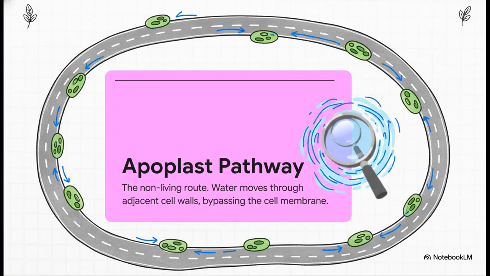First up, we've got the apoplast pathway. Now, the absolute key thing to remember here is that this is the non-living route. Just picture it. Water is flowing through the spaces between the cell walls. It's not going inside the cells at all. The analogy of a highway going around a city is perfect. It's fast, it's external, and it bypasses all the downtown traffic.